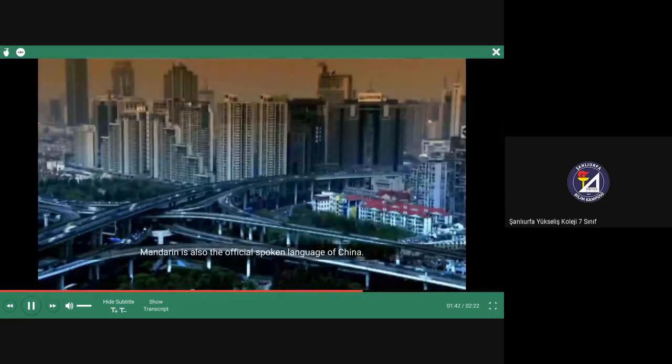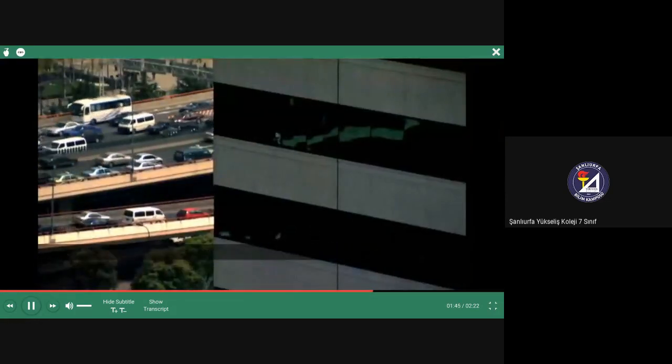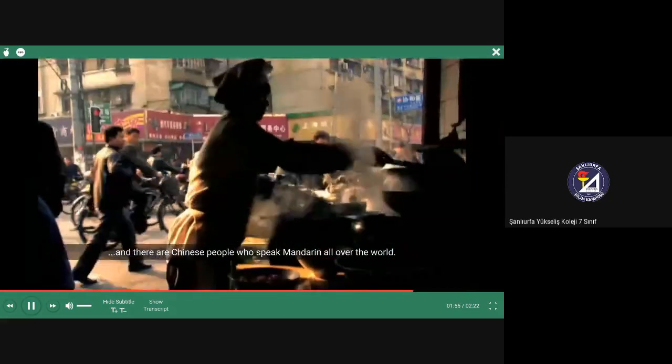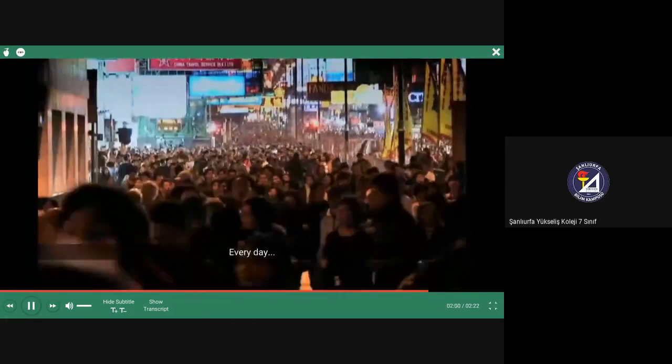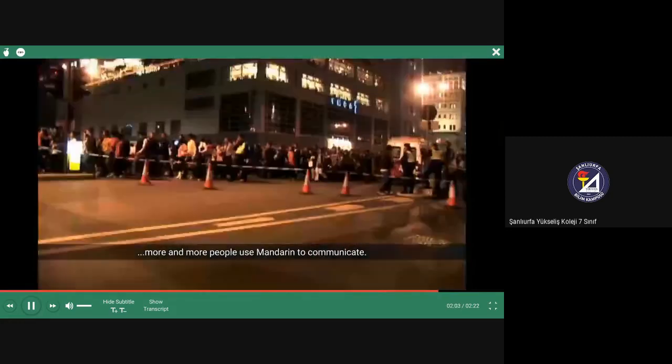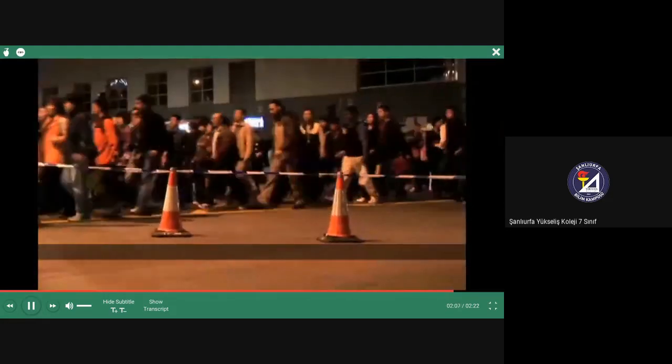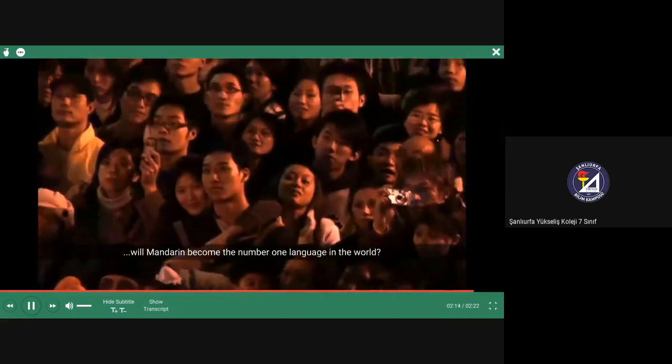Mandarin is also the official spoken language in China. More people in the world speak Mandarin than speak English, about 3 times as many, and there are Chinese people who speak Mandarin all over the world. Every day, more and more people use Mandarin to communicate. So, in 10 or 20 years, will Mandarin become the #1 language in the world?